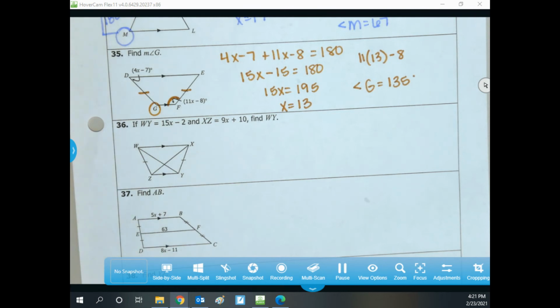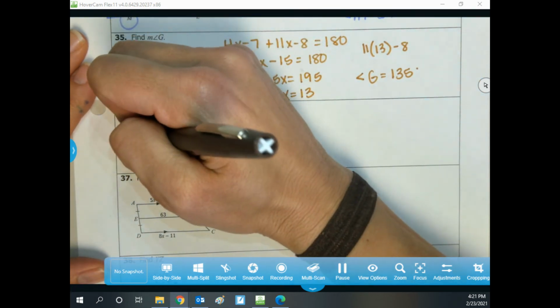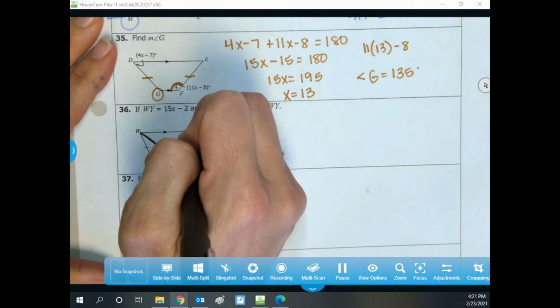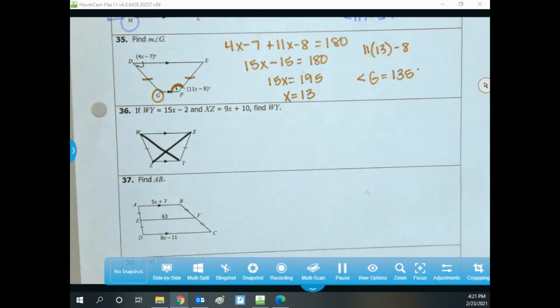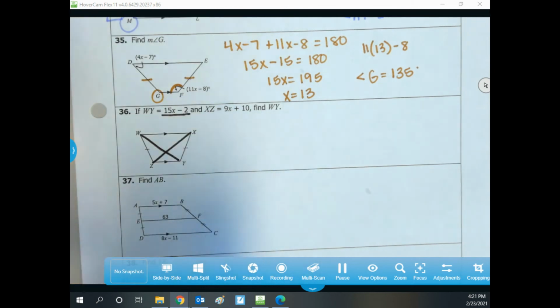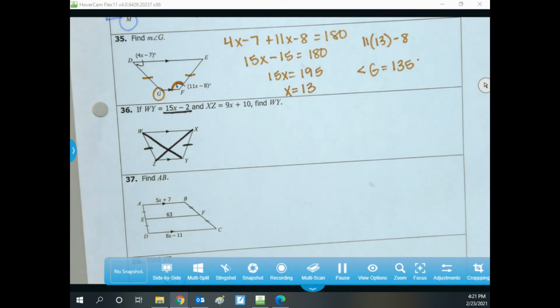All right, in number 36, WY is 15x minus 2. WY is this diagonal right here. XZ is 9x plus 10. That's that piece right there. And we want to find WY. So we want to find x and plug it back in right there. In an isosceles trapezoid, because of those two lines, those diagonals are equal to each other. So set them equal, solve for x, and plug it back in to find WY.